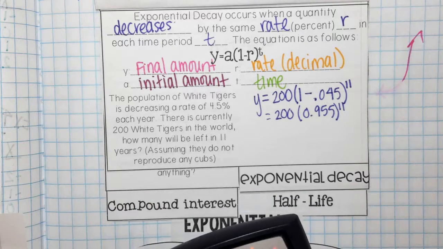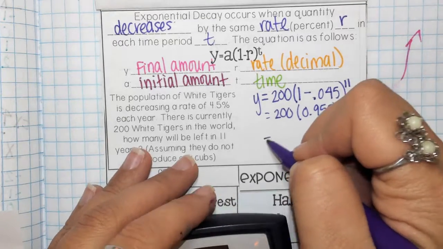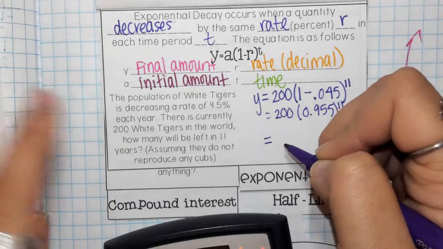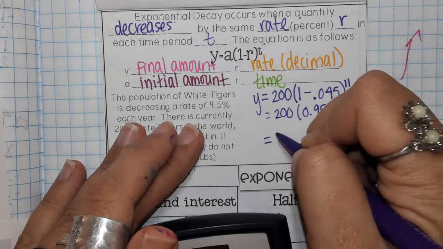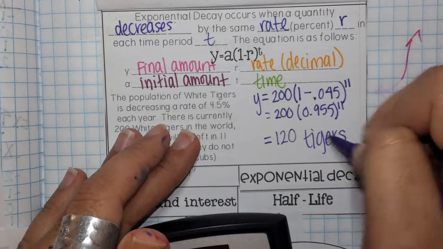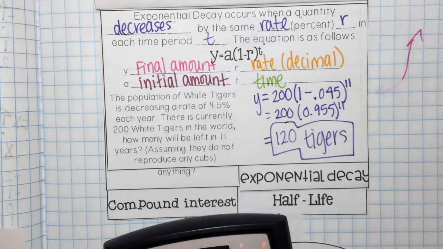And then what do we multiply that by? 200. And how many tigers are we going to have left? Can't round up because we can't just make one, right? 120. 120 tigers. Now, when it's an animal or a person, you can't round up because you can't just create 1 out of a half. It's not how anything works.